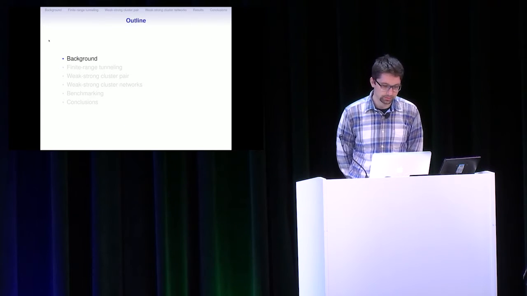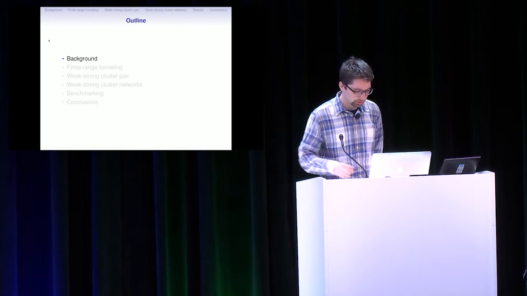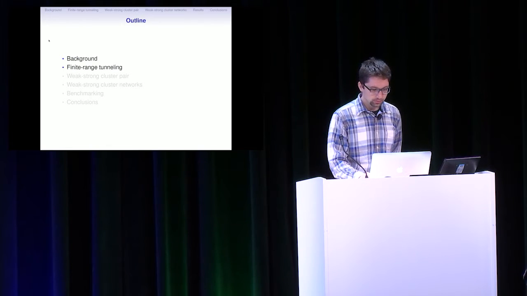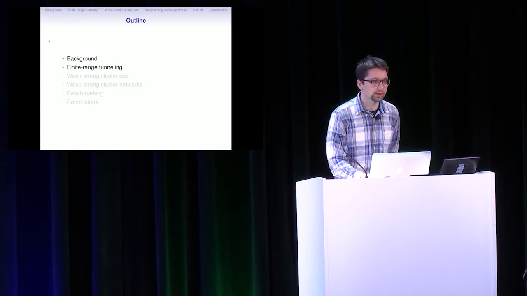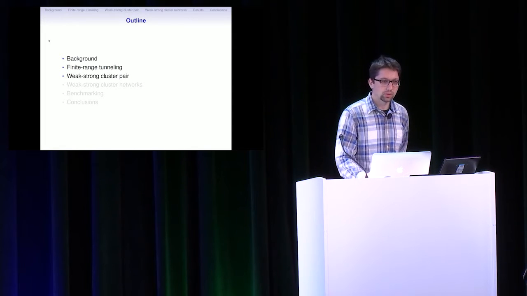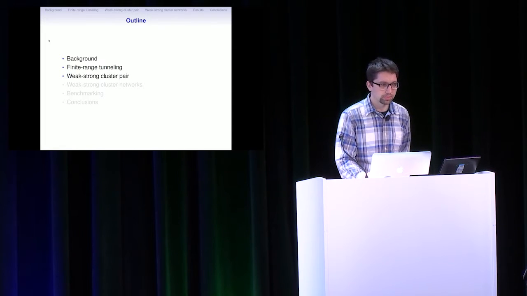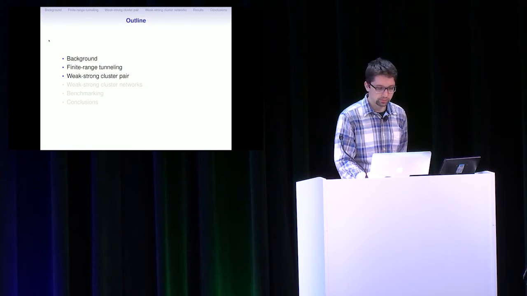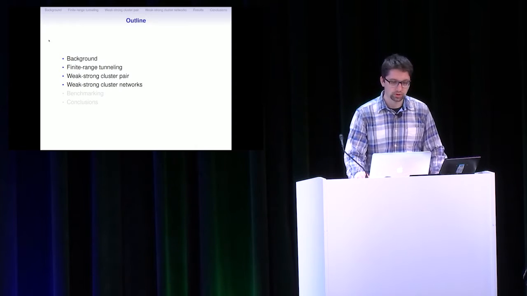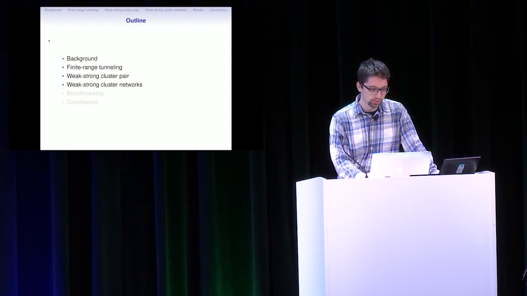Okay, so this is the outline of my talk. First I'll go over some background on adiabatic quantum computation and quantum annealing. Then I'll talk about our idea behind finite range tunneling and how to use it to achieve a computational speedup. Next, I'll define our basic building block that we use for our results. We call this the weak-strong cluster pair. And out of the weak-strong cluster pair, we build larger problems called weak-strong cluster networks. I'll go over these too.